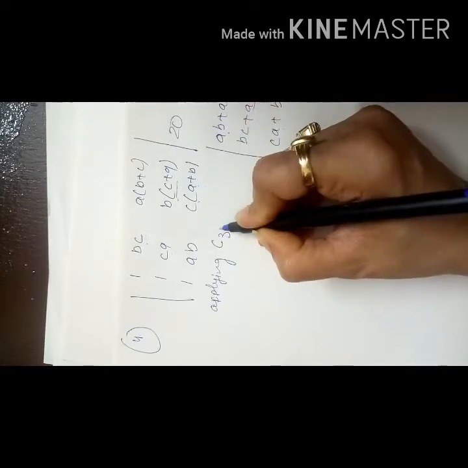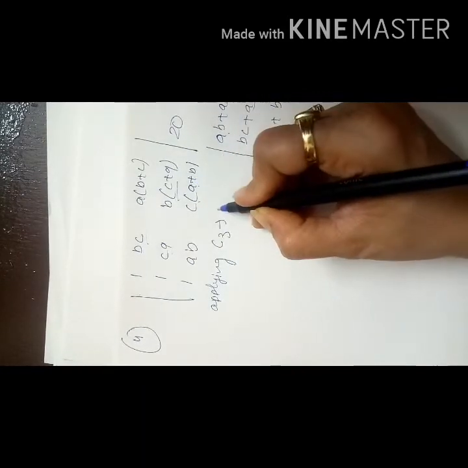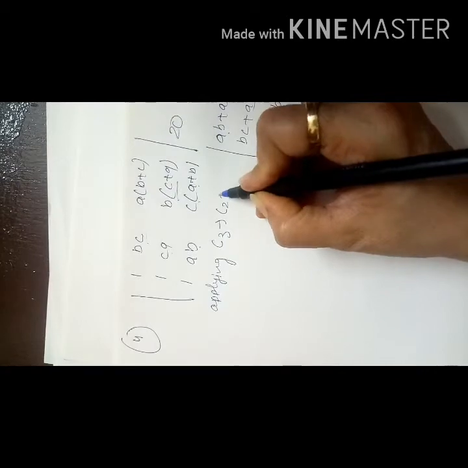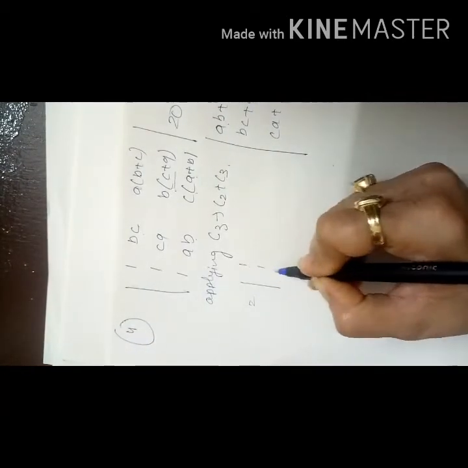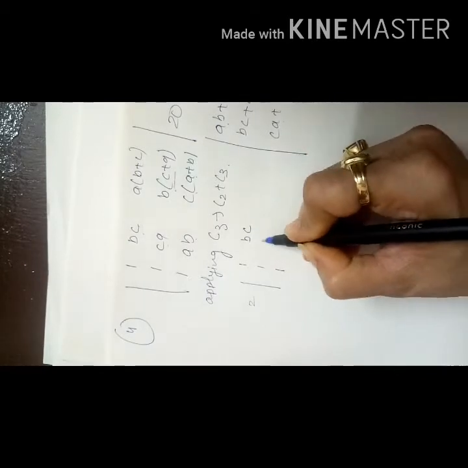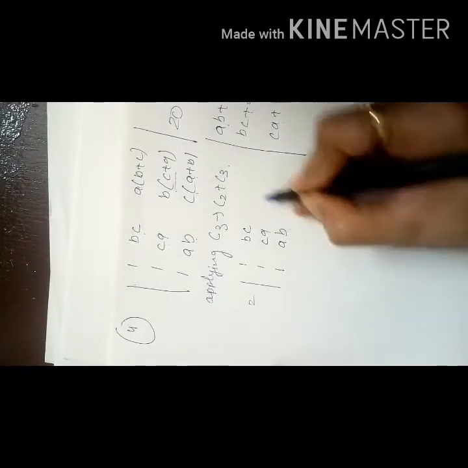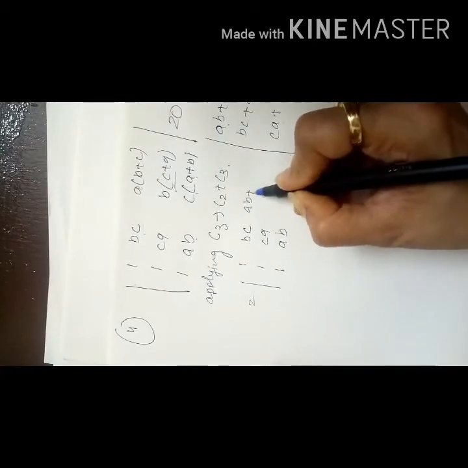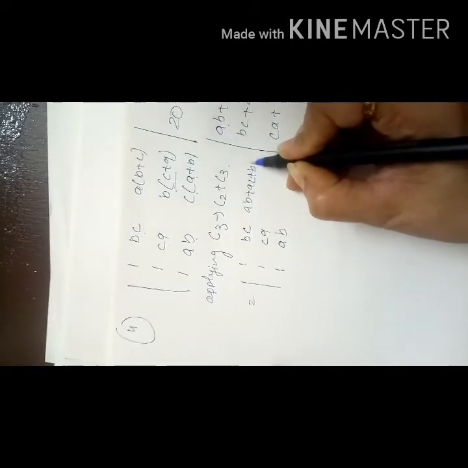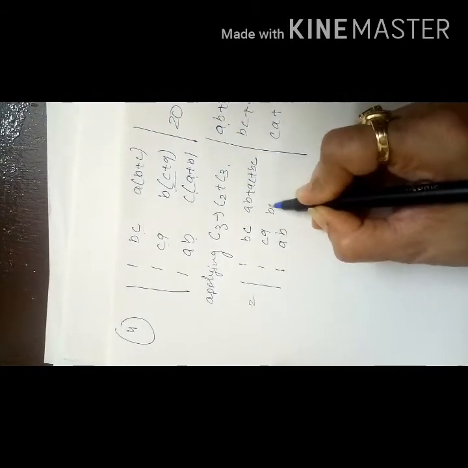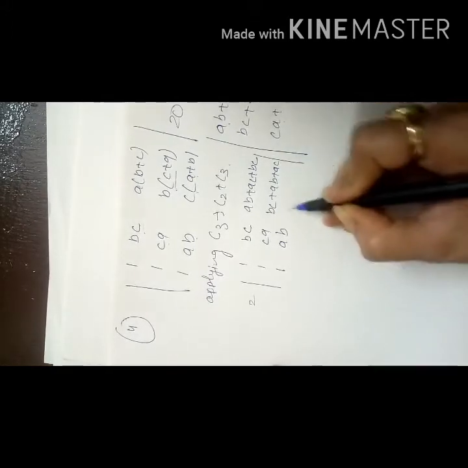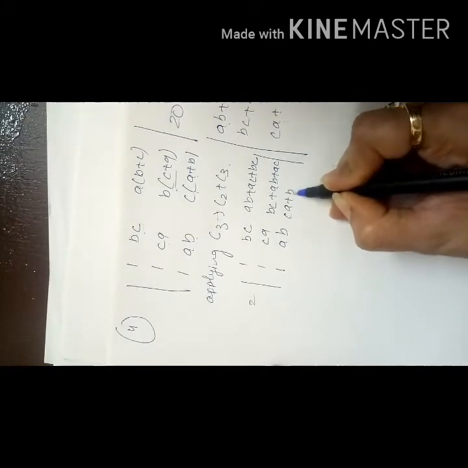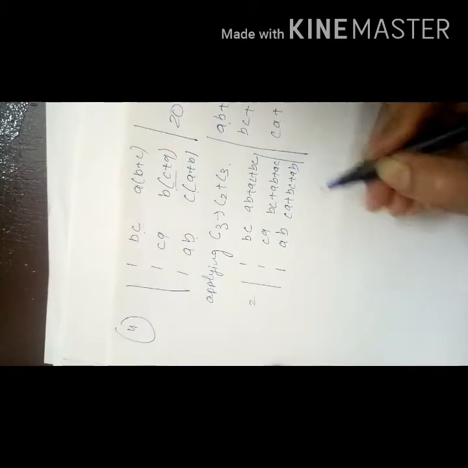Now applying the operation on column C3, we will add C2 plus C3 in C3. Then 1, 1, 1. Then BC, CA, AB. Then AB plus AC plus BC. Then BC plus AB plus AC. Then CA plus BC plus AB.